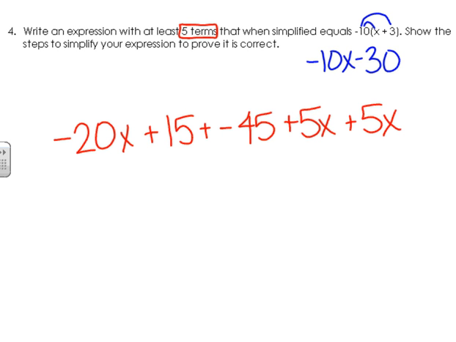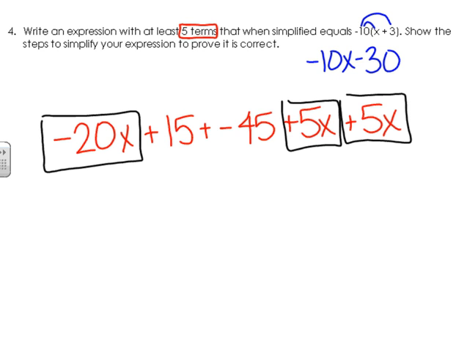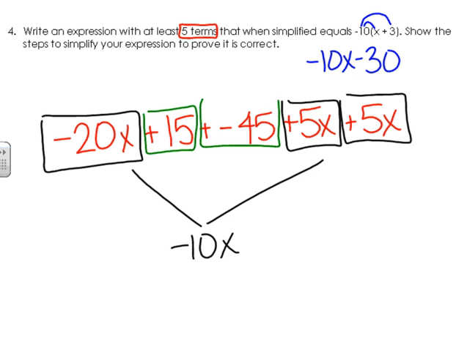I'm going to simplify it just to make sure it comes out to what I need it to be. We've got negative 20x plus 5x plus 5x is negative 10x. And then positive 15 and negative 45, when you add them, is negative 30. So again, that was a really simple, basic example. Try to come up with something a little bit more creative. Feel free to use fractions or decimals. This is your chance to show me how well you understand everything that we've been working on with expressions. And then we simplified it to prove that we got back to what we needed.